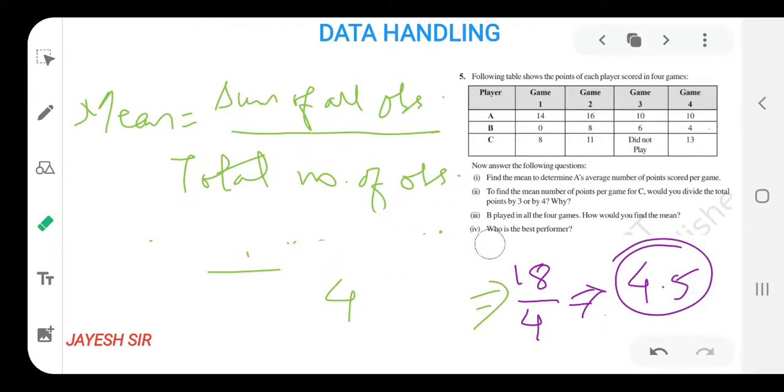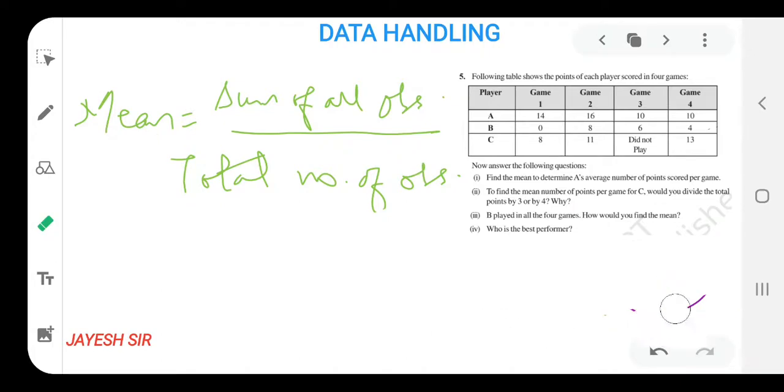What is given? If you can solve it on your own, pause the video and try. Who is the best performer? We can find the best performer only by finding the mean of all. In this sum we have found the mean of A as 12.5, and the mean of B as 4.5. That means A is the best performer compared to B.